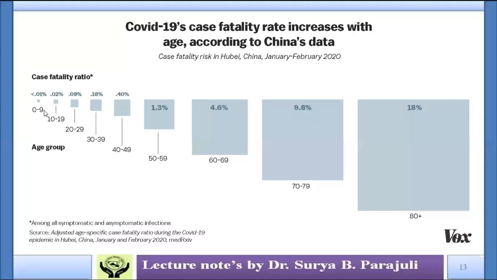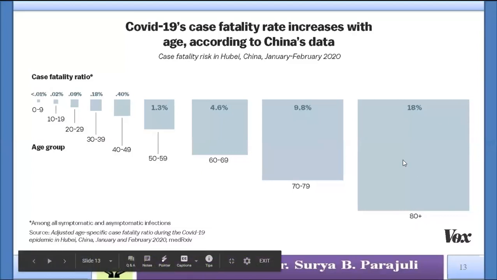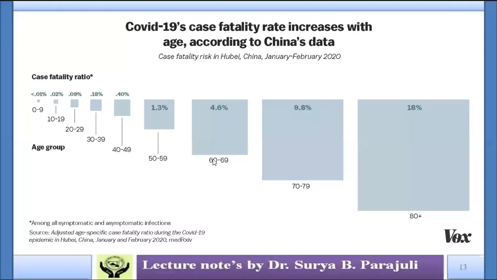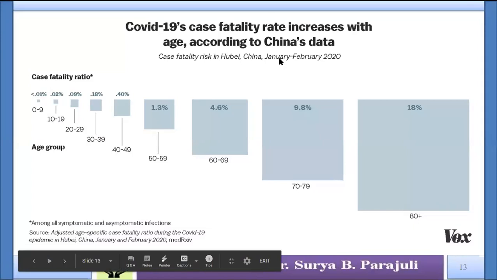You can see 0 to 9 years, it's less than 0.01% case fatality rate, very less. 10 to 19 years, 0.02, 20 to 29, 0.09. So you all belong to, I think, this group, 20 to 29 or 10 to 19, a few students. 0.18% for 30 to 39. And it's more in 80 plus. The geriatric age, after 60 means elderly: 4.6, 9.8, 18%. So this is data from our neighboring country China, in January to February 2020.